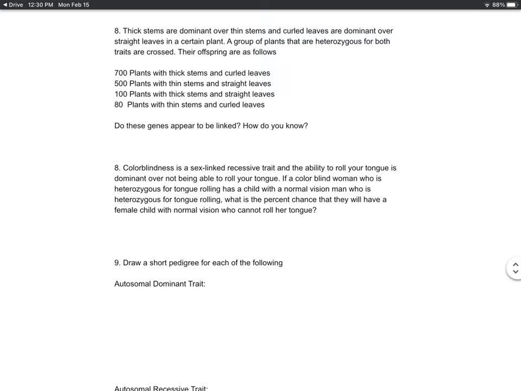All right, so thick stems are dominant over thin stems, and curled leaves are dominant over straight leaves, and we have a group of plants that is heterozygous for both. So in a double heterozygous cross, we expect our ratios to come out 9 to 3 to 3 to 1.